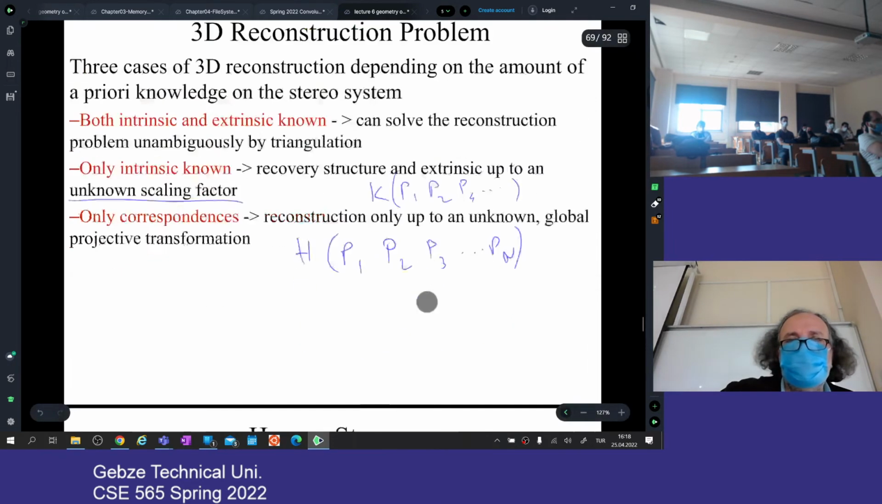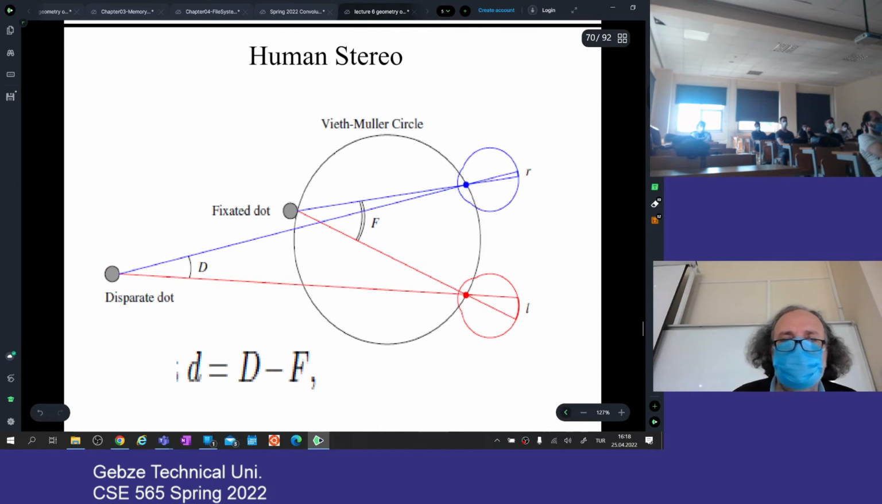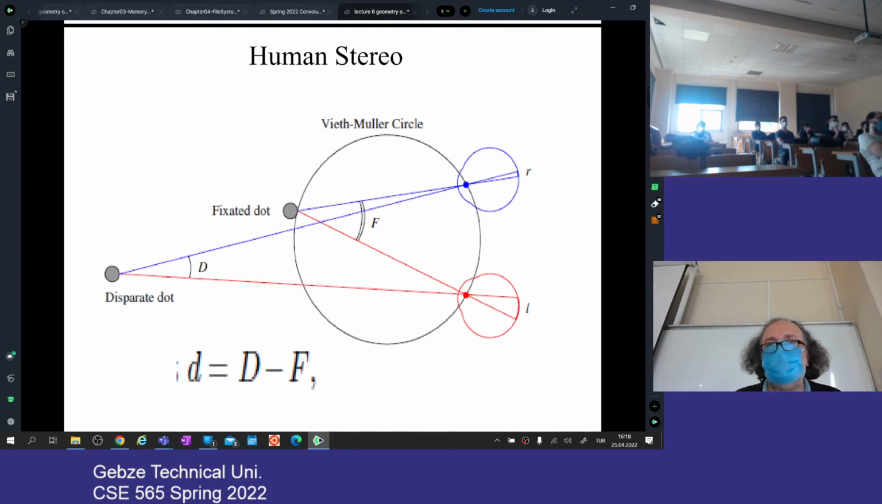Okay, if there are no questions, maybe I should continue. Maybe I should give you some example about human stereo. We kept talking about human stereo, but we say that it is similar to human stereo, etc. But in fact, in human stereo, our eyes don't behave like fixed cameras.